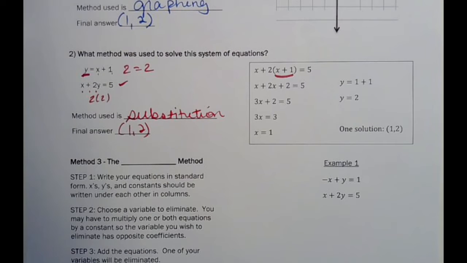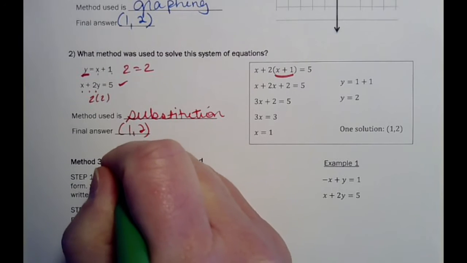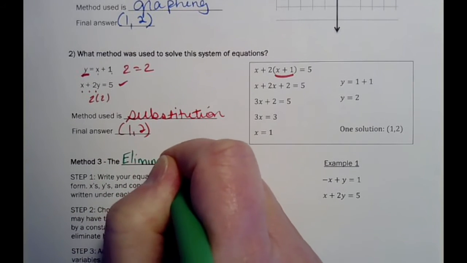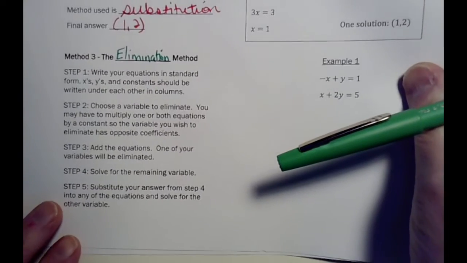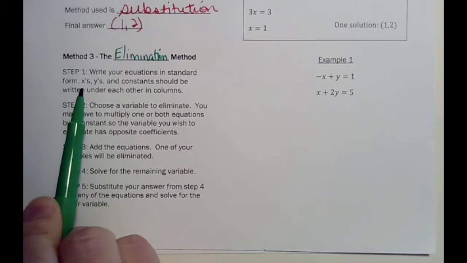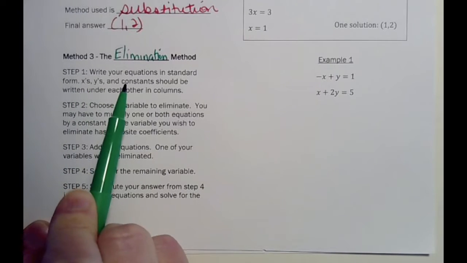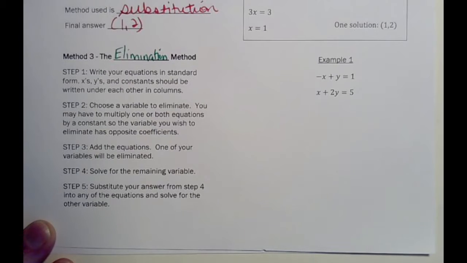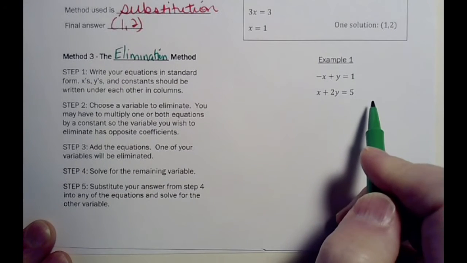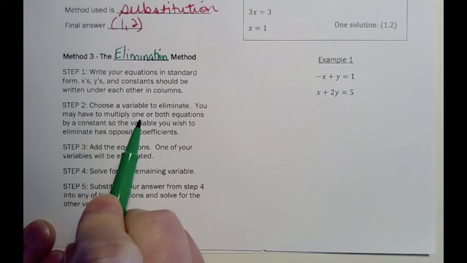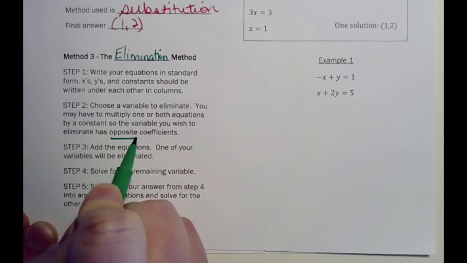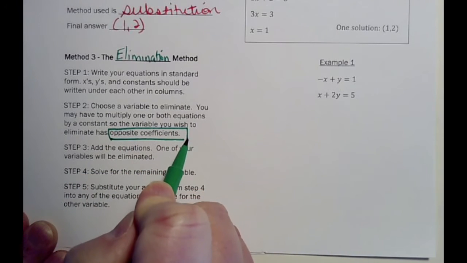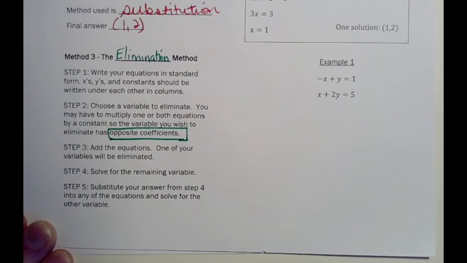Now we have a third way, and it's going to be called the elimination method. And the elimination method is when you're going to eliminate one of the variables and you're going to solve for the other variable. So what you're going to do is you're going to write your equations in standard form. Your x's, your y's, and your constants are all going to be written one under the other. So you're going to line them up. So the x's are lined up, the y's are lined up, and your constants are lined up. You're going to choose a variable to eliminate. You might have to multiply one or both equations by a constant so that the variable you wish to eliminate has opposite coefficients. That's the key term. You're looking for a way to make opposite coefficients for one of the variables.